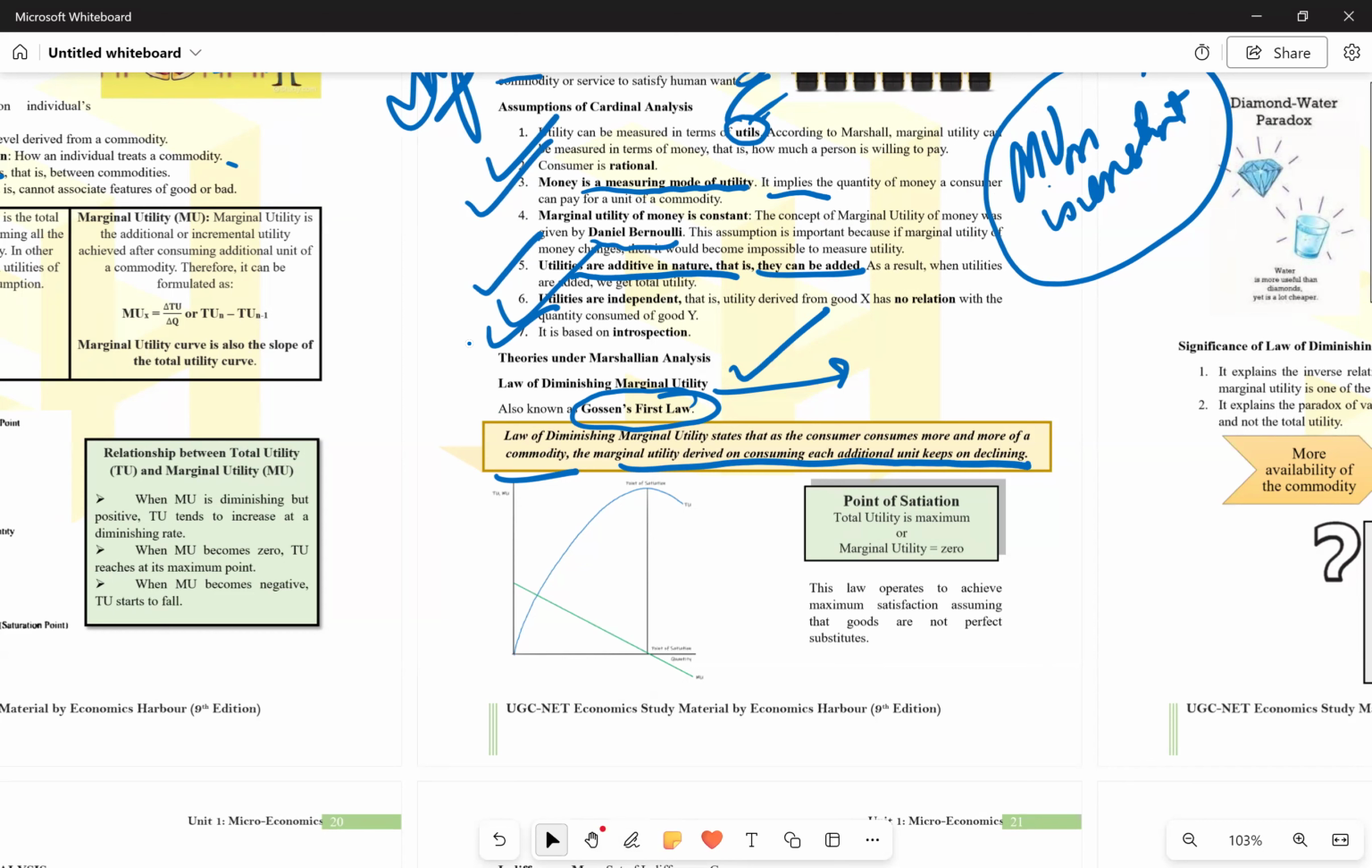And we use this principle on a daily basis. Let's just say you're having rotis in a meal, right? One unit of roti would give you a certain satisfaction. The second roti would give you lesser satisfaction. The third would give you even lesser satisfaction. And by the fourth, probably you'll be done with it, right? No more. So we use this principle on a daily basis in our lives.